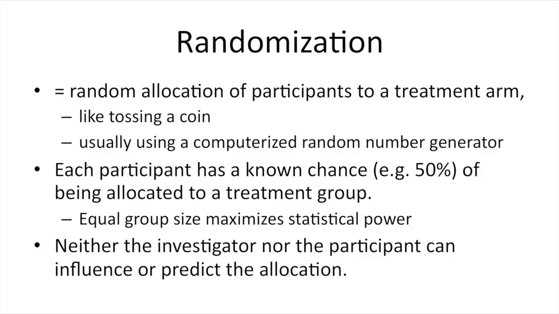Randomization, once more, means random allocation of participants to treatment arm. It's like tossing a coin. Usually it's done by a computerized random number generator. Each participant has, by randomization, a known chance, usually 50% if there are two equal size groups, of being allocated to a treatment group. If you have an equal group size, you also have the maximized statistical power. And neither the investigator nor the participant can influence or predict the allocation. That's very important so that you have a correct allocation.